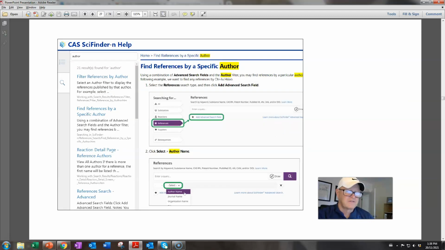Here's SciFinder-n help, and I looked up how to search for an author on the top right hand side. I didn't know how to do it, and there's a guide and an interactive video set that shows you how to do this with real life and upgraded skills. It's really amazing. So if you go, how do I do this? Or I've never done this before, click on the help.